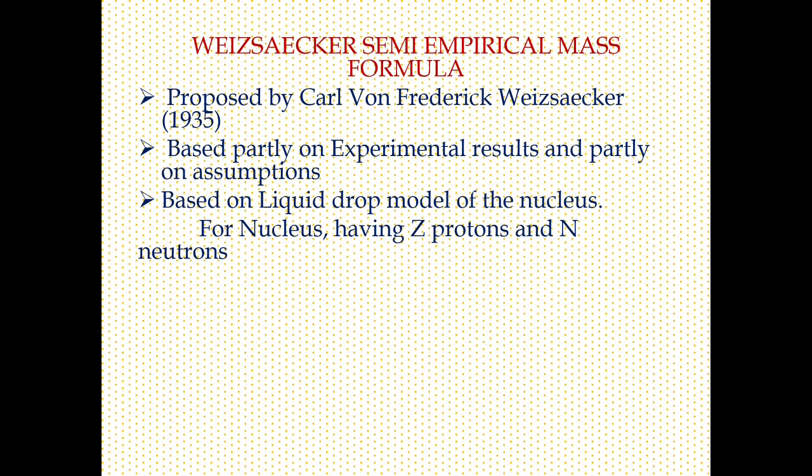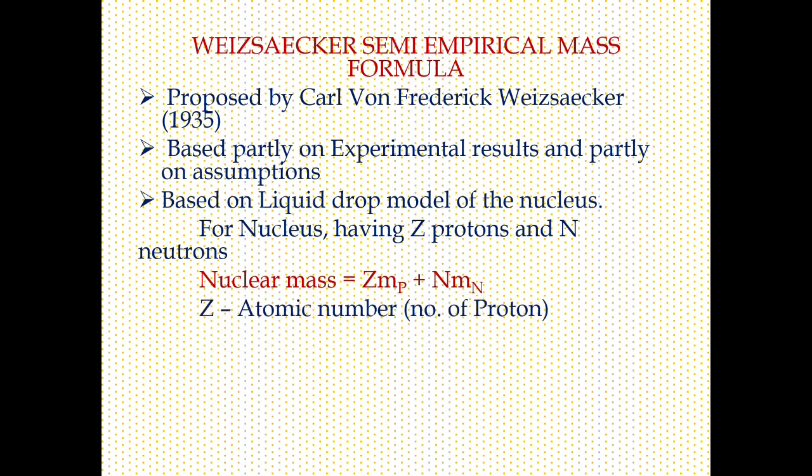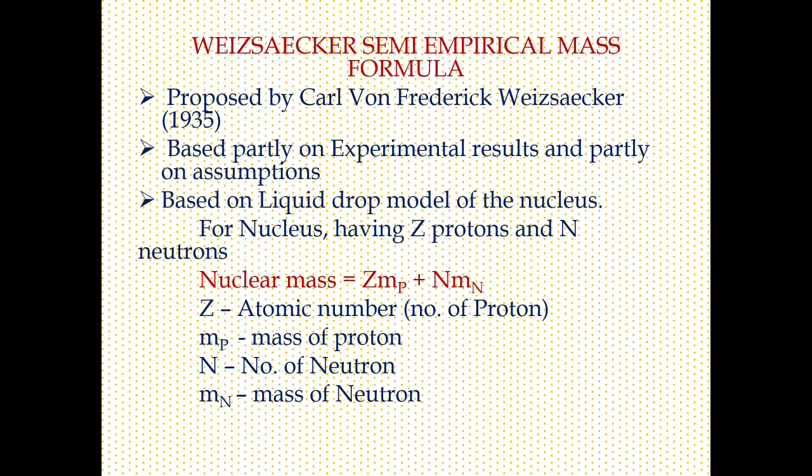We all know if a nucleus has Z protons and N neutrons, we can calculate the nuclear mass as Z times the mass of the proton plus N times the mass of the neutron, where Z stands for the atomic number, that is the number of protons present inside the nucleus, and Mp the mass of the proton, and N is the number of neutrons in the nucleus, and Mn is the mass of the neutron.